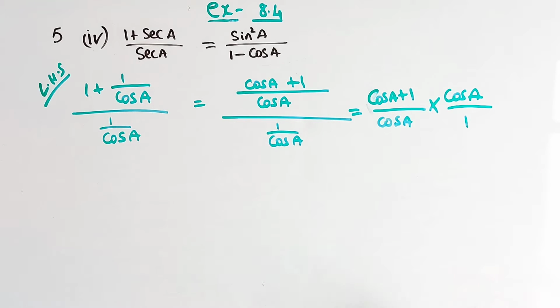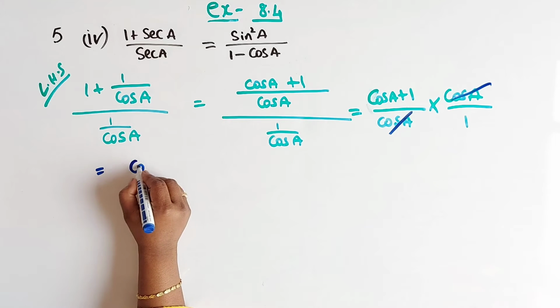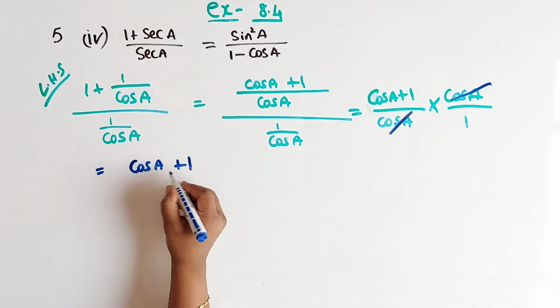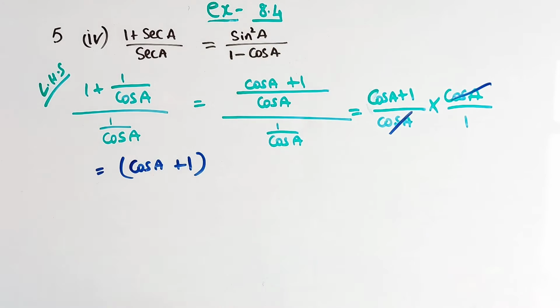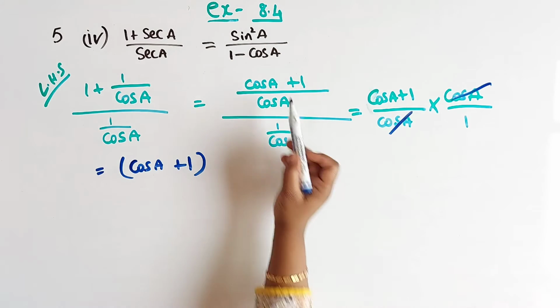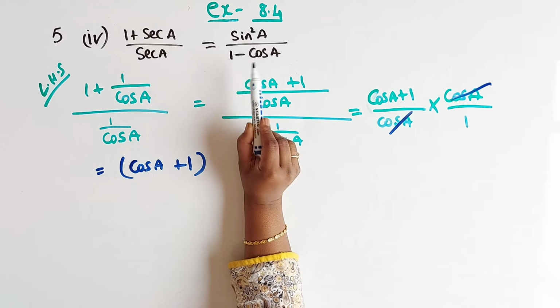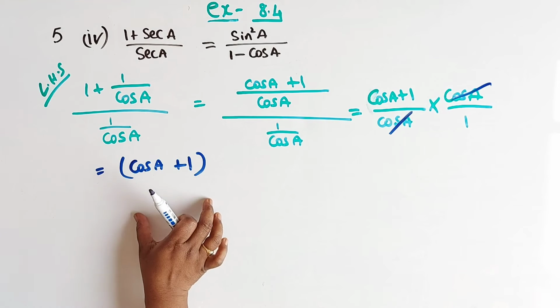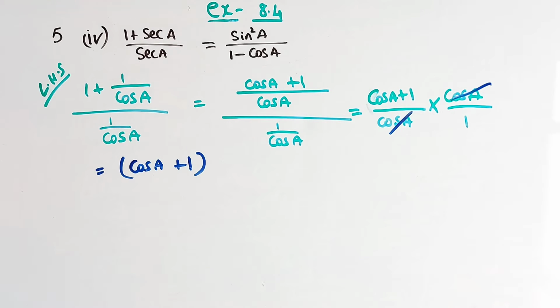Now see here, children, this cos A and this cos A will get cancelled. What is the final answer? Cos A plus 1. Correct? But we want sin square A by 1 minus cos A in the answer. See here, RHS side we have 1 minus cos A. Correct? Let us multiply this one with 1 minus cos A in numerator and denominator, both.